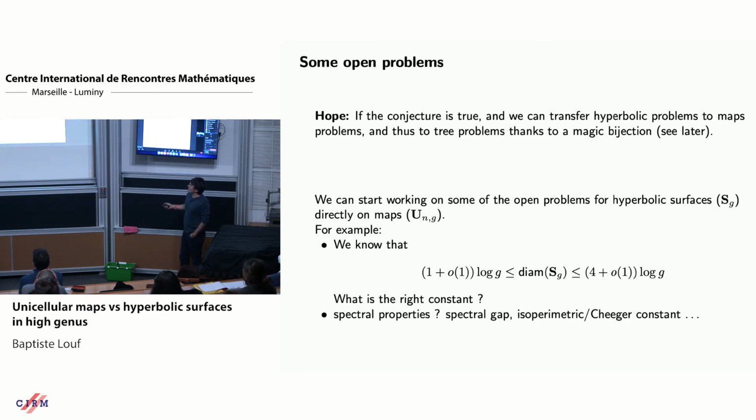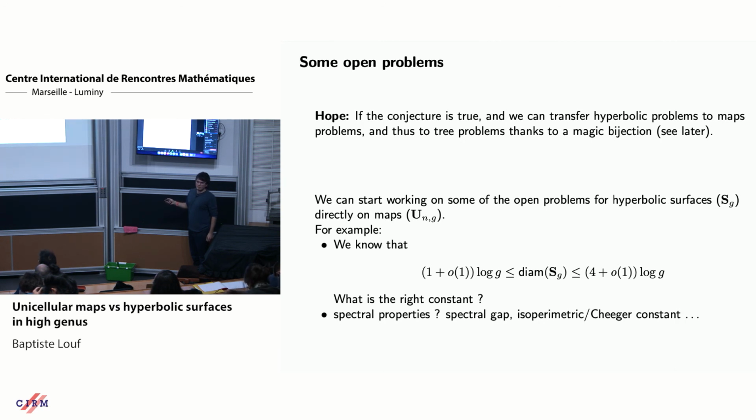And we don't have to wait for the conjecture to be proven to start working on the equivalent model. So at least to see if this could give us some directions and ideas about adjustments to make to the conjecture or what to prove. So I'm going to give you two problems that are open in hyperbolic surfaces. The first problem is the diameter of the hyperbolic surfaces.